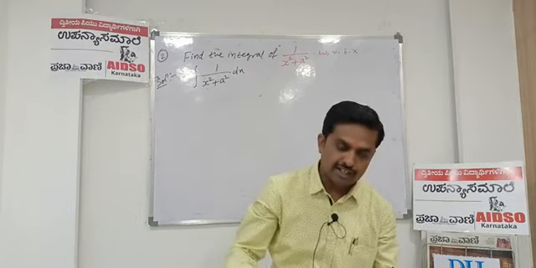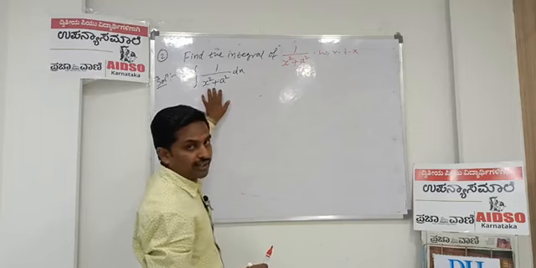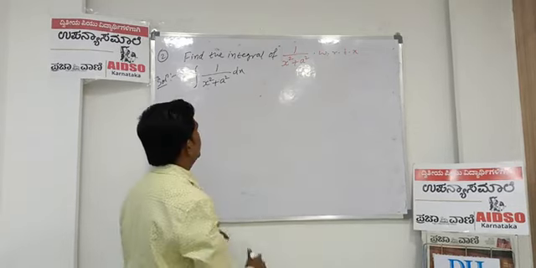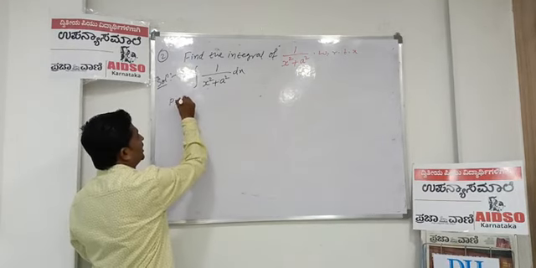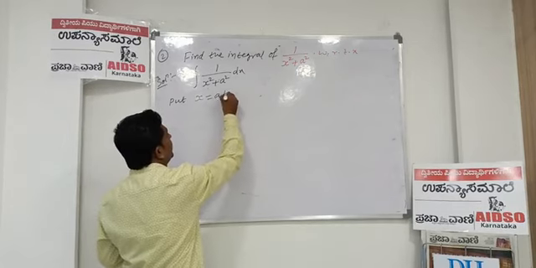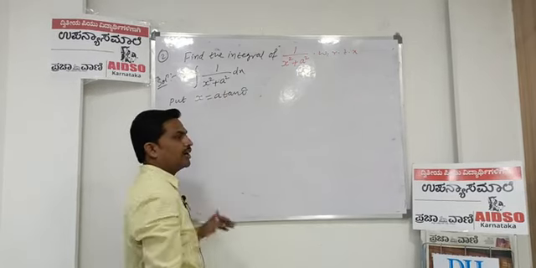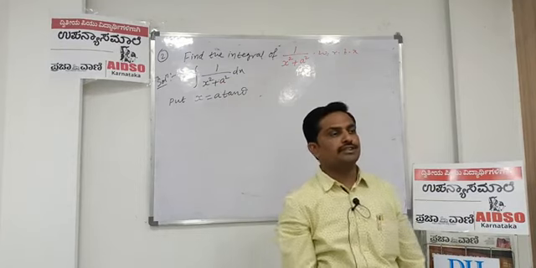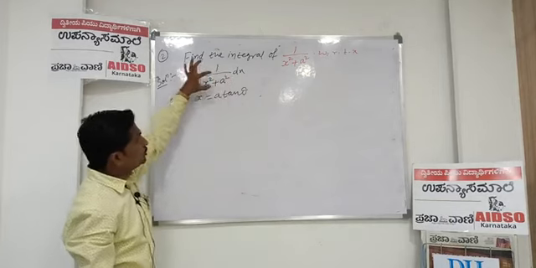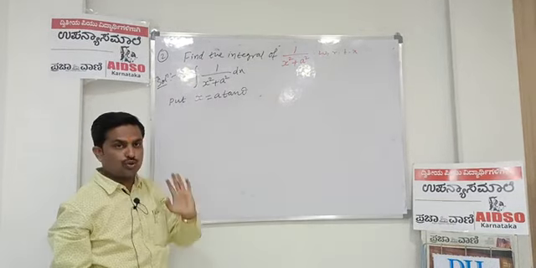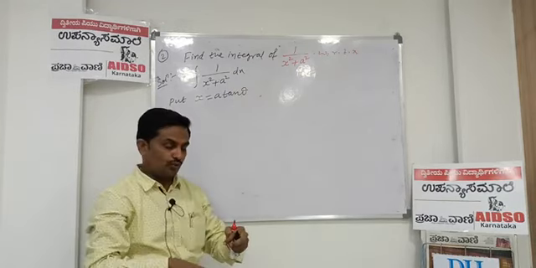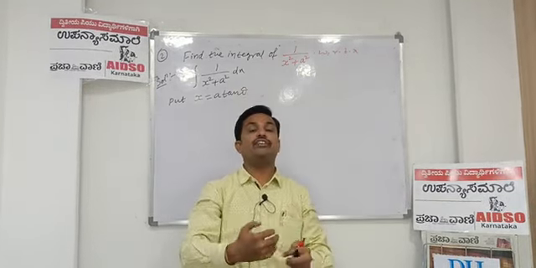The substitution can be done because both x as well as the constant a are positive. Then we prefer to simplify by substitution, that is, put x equals a tan theta. That is the substitution we have to take: x is equals to a tan theta. Now here both are positive, so the substitution is x equals a tan theta. Now we need to find the value of dx.